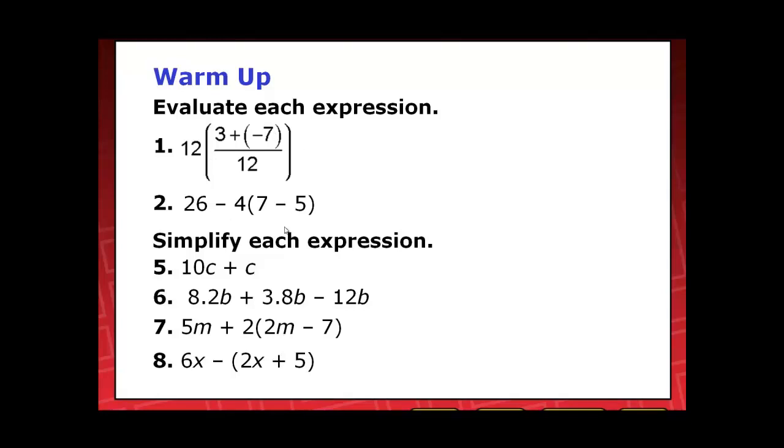So here we have these brackets. We have -7 plus 3, so it will be -4, over 12, multiplied by 12. So when we simplify, 12 will go out with 12. The result, or the answer, will be -4.